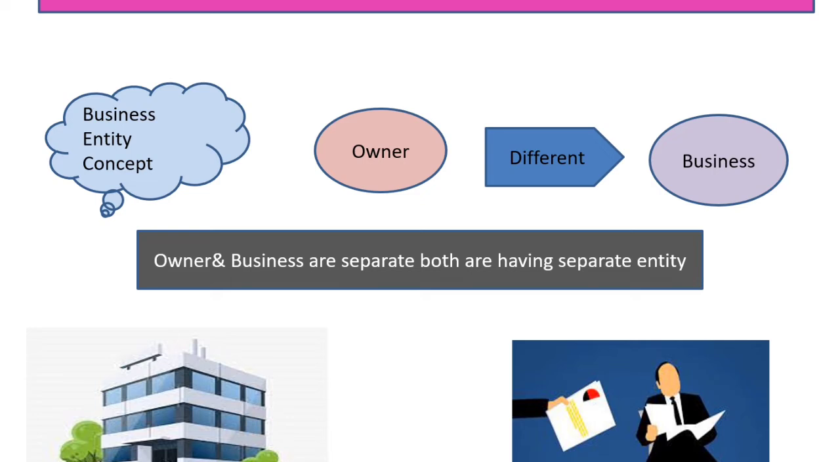Business entity concept says that the business is different from the owner and the owner is different from the business. Both have a separate identity and a different entity. If the company incurs any loss, that loss is recorded only in the company. That means it is limited only to the company. Your personal assets are not to be entered into the company, and they cannot be destroyed. Whenever we enter a transaction into the account, we see that transaction from the company's point of view only, not from the owner's point of view. This is the concept of business entity.